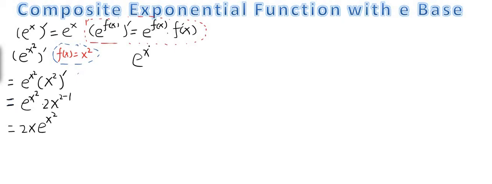e to the power x cubed plus 1. How about the derivative of this guy? We're gonna follow the same strategy. The first step, we're gonna identify the f(x). It's very clear we can see the f(x) is what? f(x) equals x cubed plus 1. Okay, we identified the f(x). Now we can plug in the formula.